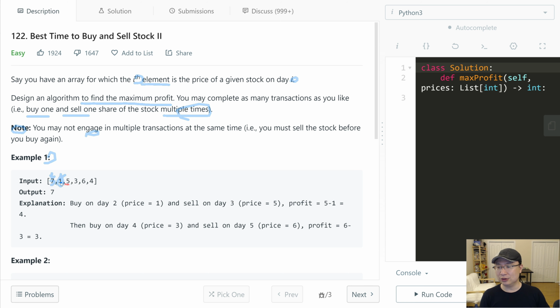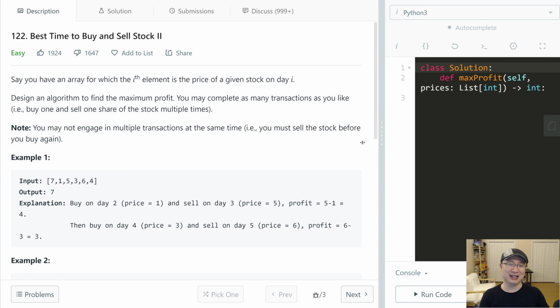In this case, 1 is smaller and 5 is bigger, so 5 minus 1 is 4. Then 3 is smaller and 6 is bigger, so 6 minus 3 is 3. And then this one is smaller, so we skip it. Finally, 4 plus 3 is 7. So the answer is 7. It's very simple, right?